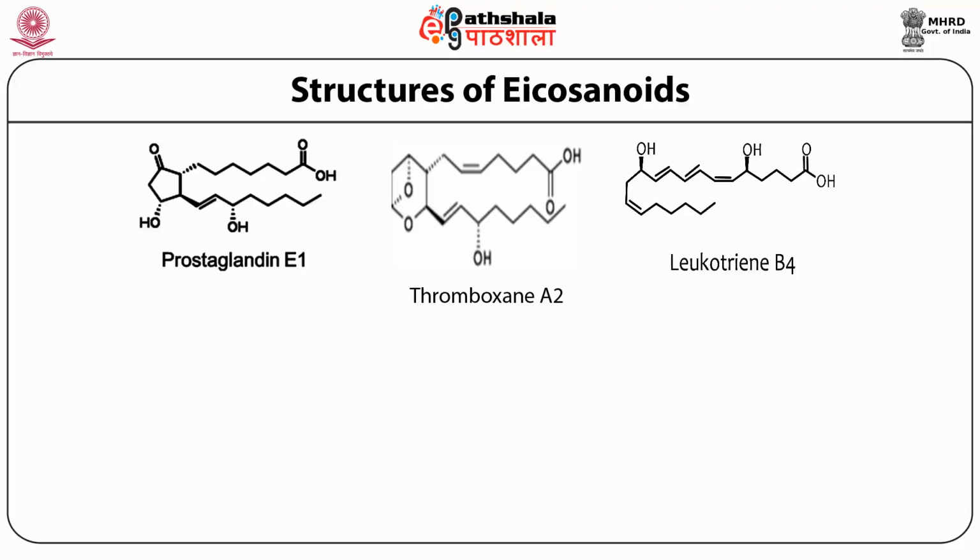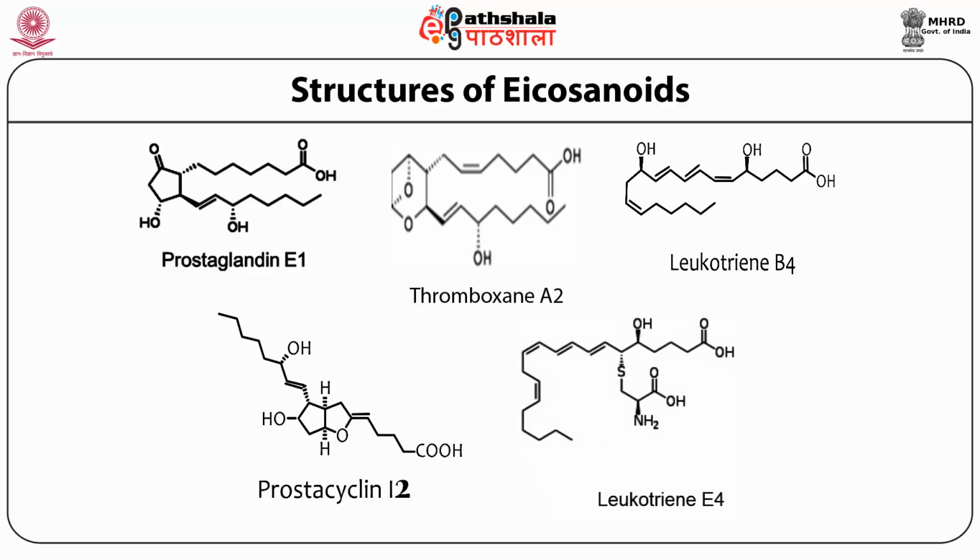Whereas the structure of prostacyclin I2 and leukotriene E4 is peculiar. In the prostanoid biosynthesis process, the catalytic conversion of the free as well as essential fatty acids by cyclooxygenase is carried out in a two-step process.